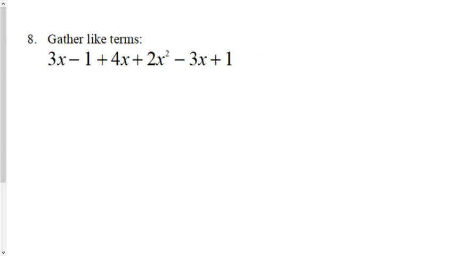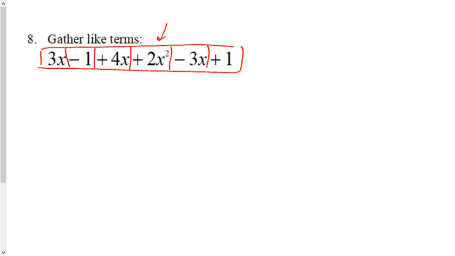Question 8 says gather like terms. So now we have a 6-term polynomial, which we can gather like terms. Please gather them in descending degree. If I look at the degrees of the 6 terms, the term with the highest degree has a degree of 2, but there are no other like terms for that. So that's all I'm going to get when I start with that term.